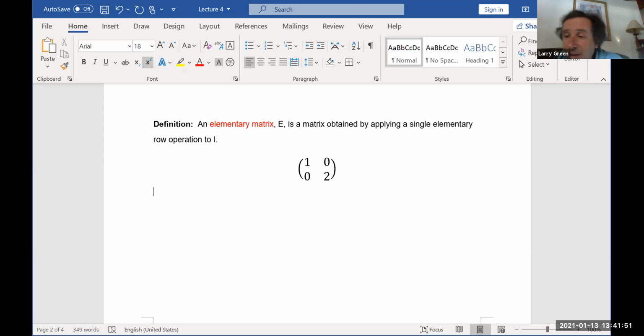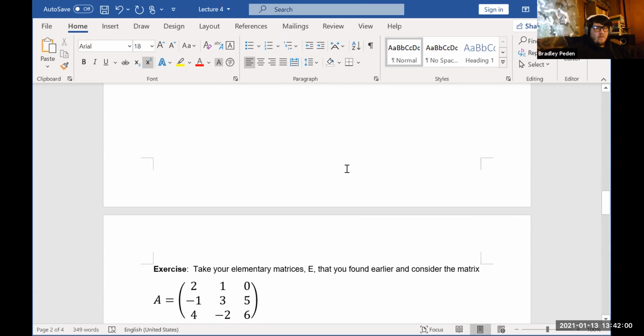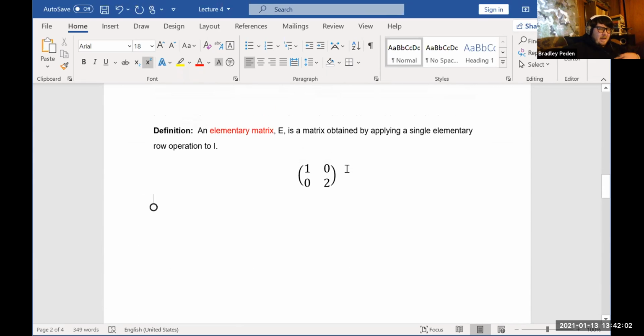Okay, so again, it could be 2 by 2, it could be 3 by 3 as you have in your paper, it could be 100 by 100. No way am I going to draw one. I have a question. Mm-hmm. To get an elementary matrix, do you have to start at the identity? That's our definition.